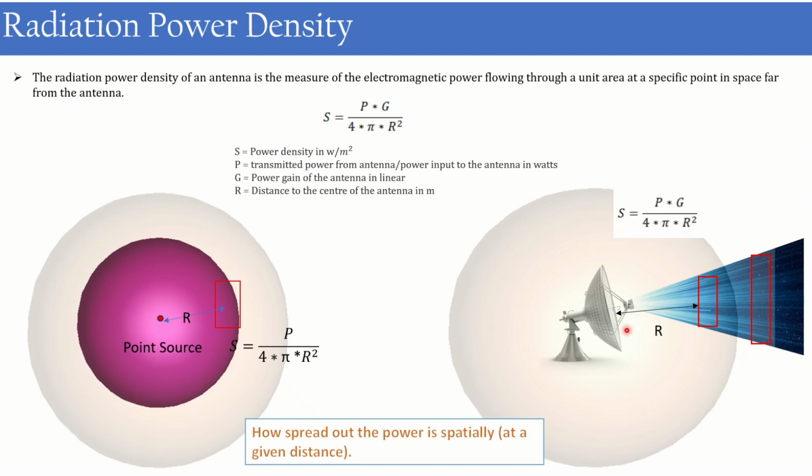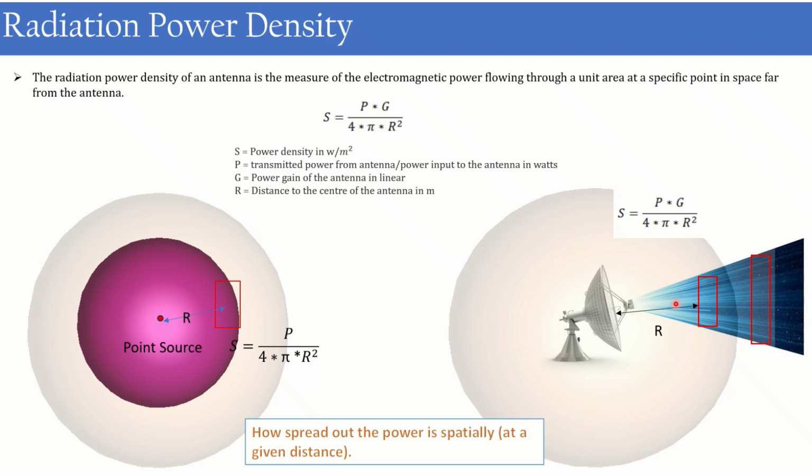If I consider more distance like this one, you can see that the area covered at this distance is more, and the power density is getting reduced. You can see that the power in this area is getting reduced as the distance is getting increased. So the power density gives us the information about how spread out the power is spatially with respect to the antenna.